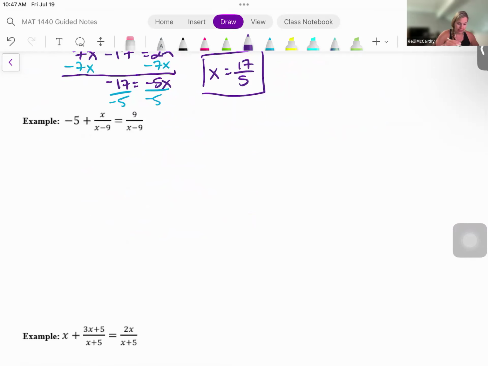Negative 5 plus x divided by x minus 9 equals 9 divided by x minus 9. Our LCD is x minus 9. And looking at our denominators, we only have a denominator of x minus 9. So our restriction is going to be positive 9 because that's where either of those two denominators would be equal to 0. So again, I'm going to distribute that least common denominator to all terms.